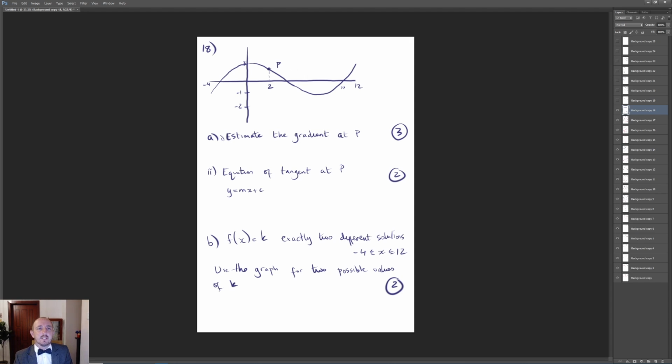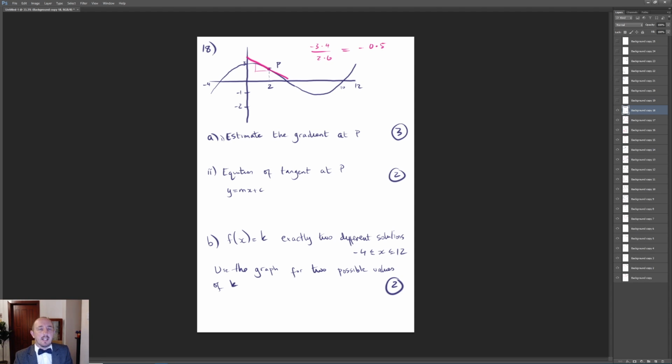For question 18, we have a curve here, and we're going to draw the tangent to the curve at that point P, and then find out the gradient of this line. So you're going to do your own rise over run, whatever values you chose. I got minus 3.4 over 2.6, which gave me a gradient of approximately minus 0.5.